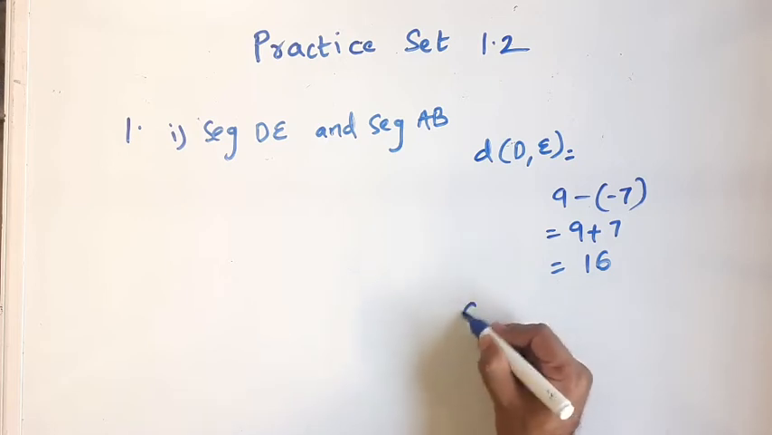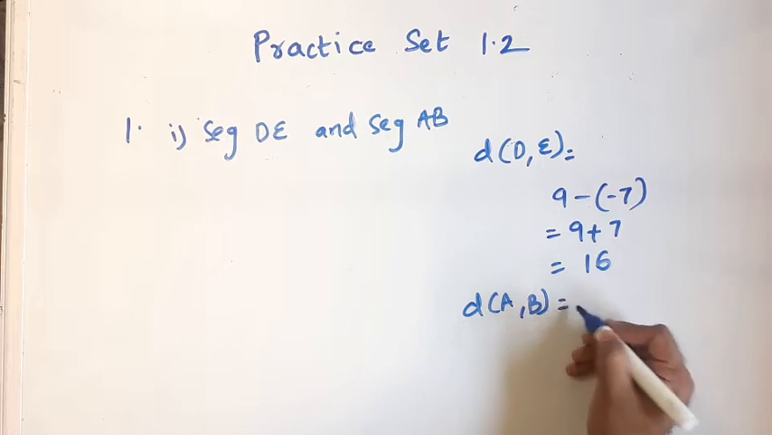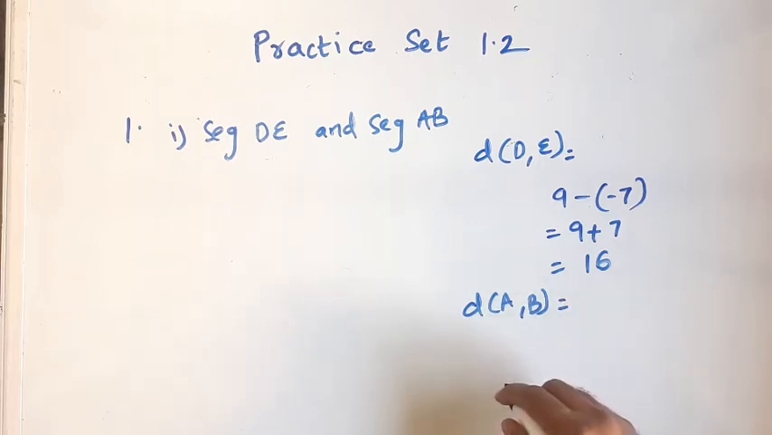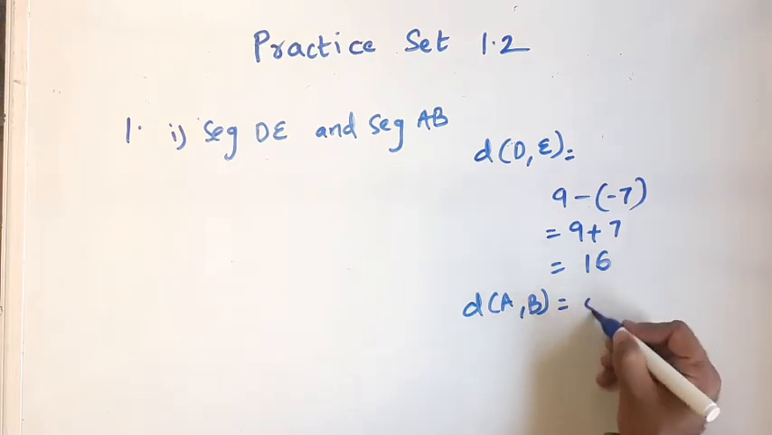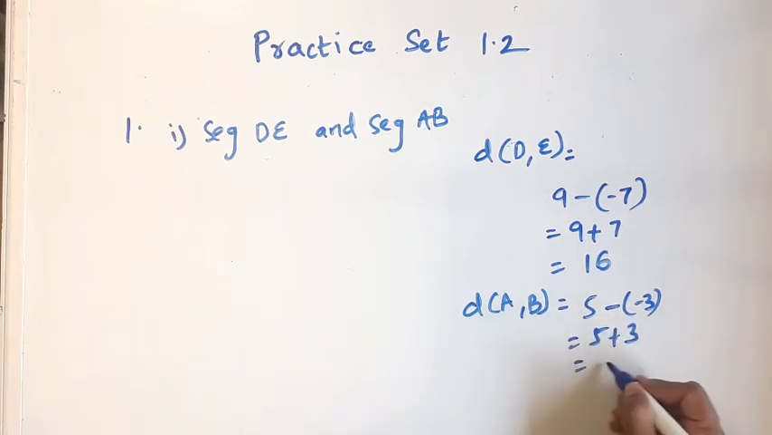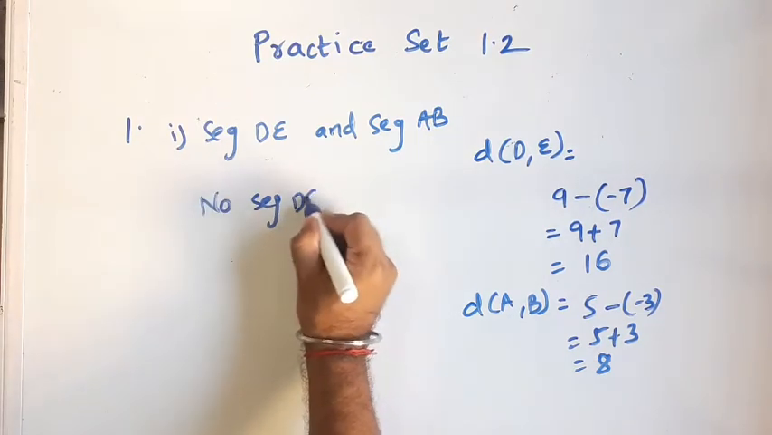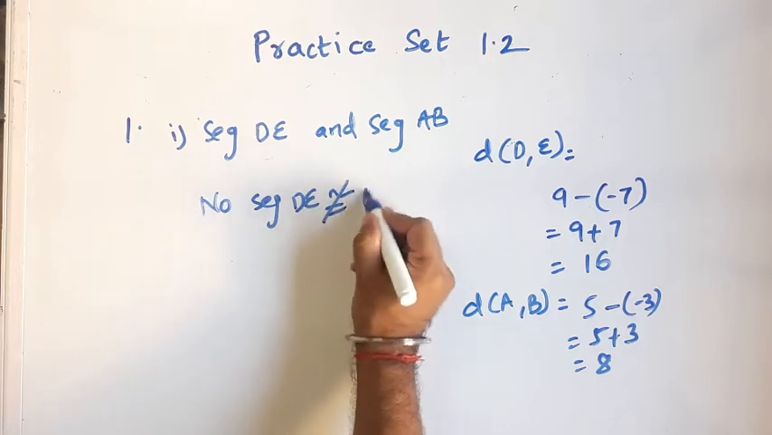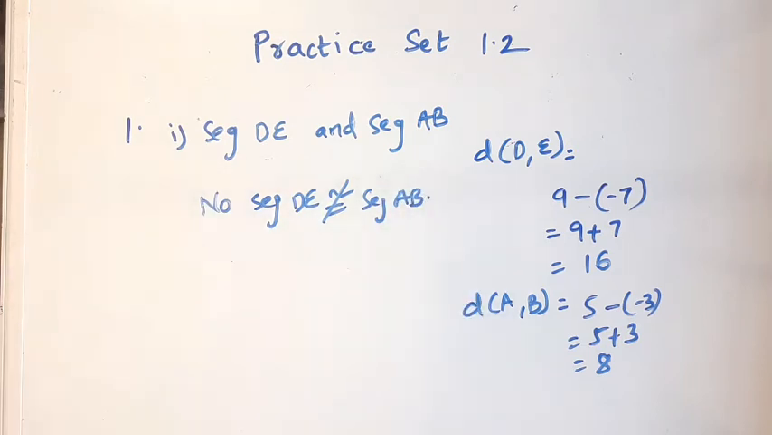Okay, and what about AB? Let us see distance AB. A is -3 and B is 5. So I'll take 5 minus -3, which is 5 plus 3, that is equal to 8. So we'll write no, segment DE is not congruent to segment AB. Okay, on the same lines we'll be doing the second one.